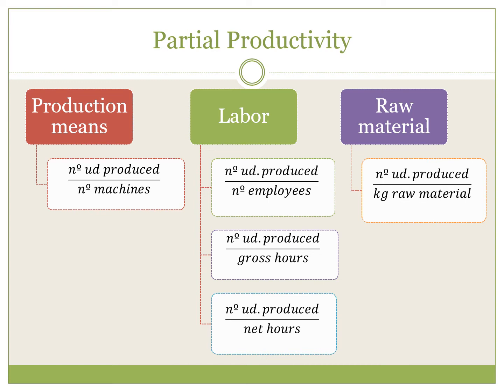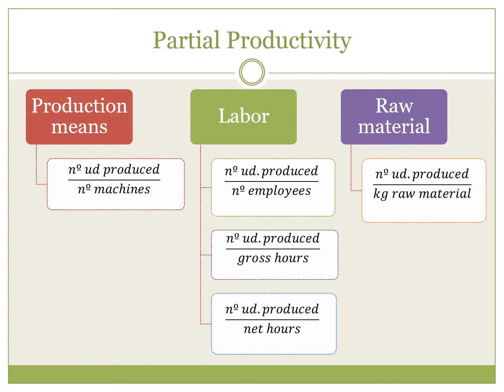So we're going to see now the formulas of the partial productivity. These are the ones you're going to use when doing the exercises. So the first block is going to be productivity related to the production means. So in this case, you're going to divide the number of units produced by the number of machines you have been using to produce them. On your right side, you've got the raw material. In this case, you're going to divide the number of units produced by, for example, the kilograms of raw material.